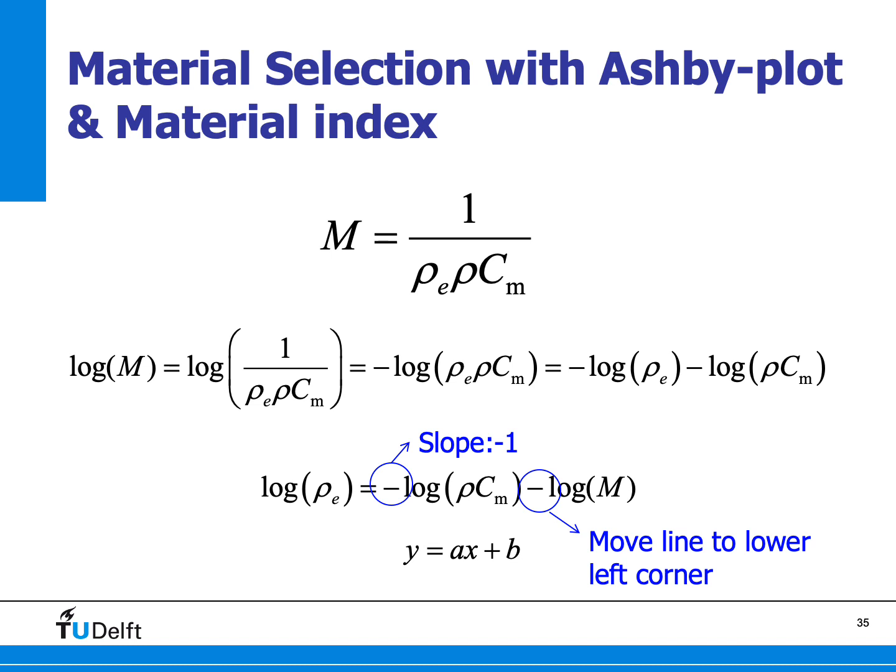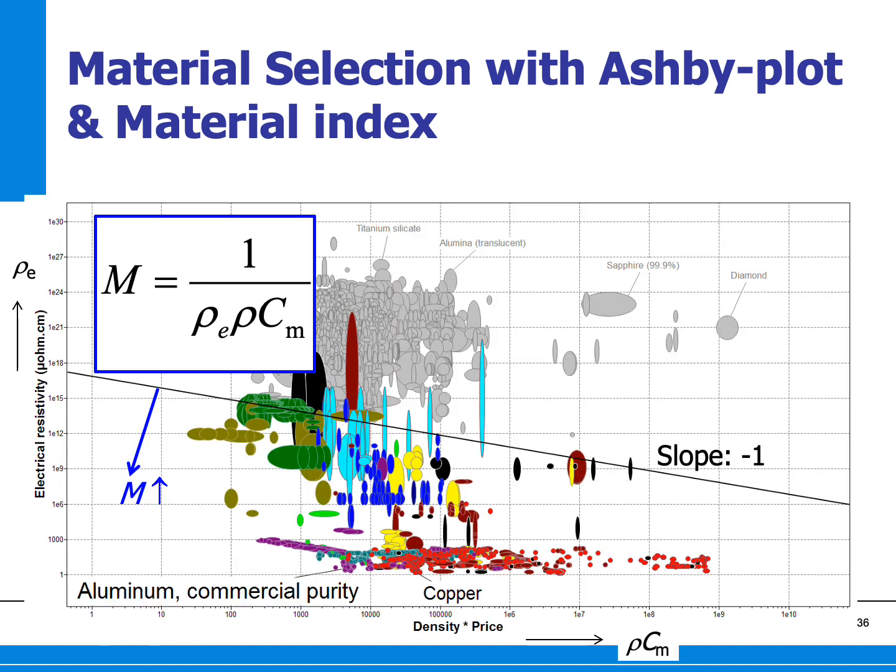So after rewriting this expression, we find that the slope of this straight line has a value of -1, and this minus here indicates that we have to move the line to the lower left corner to maximize the material index. Now that will become clear in the next slide.